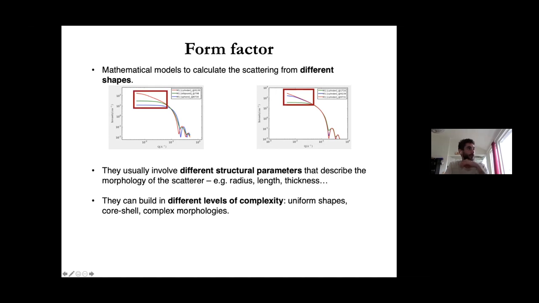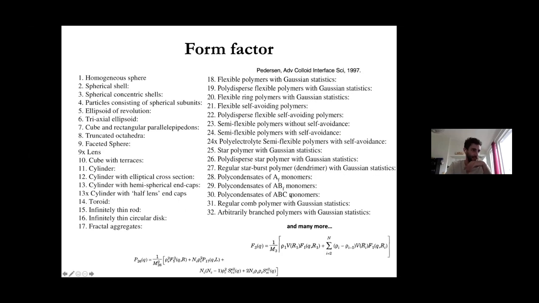Tomorrow we are going to go into a bit more detail, but I just wanted you to know that there are different types of structural models with different parameters, and then we can build models of different complexity. This is just a screenshot of a review by Jan Skov Pedersen on different structural models for small angle scattering data analysis. This is just a very few of them. As you can see, there are things from very simple shapes like a sphere to very complex ones like polydisperse star polymer with Gaussian statistics, and so on. And as you increase the complexity, you get more and more parameters in these models, okay.